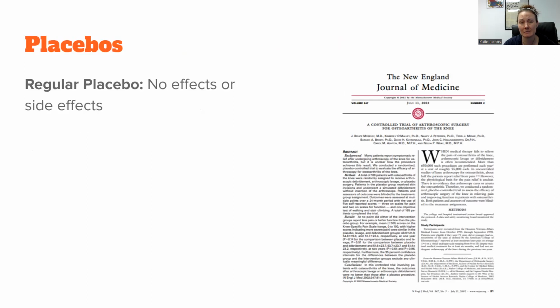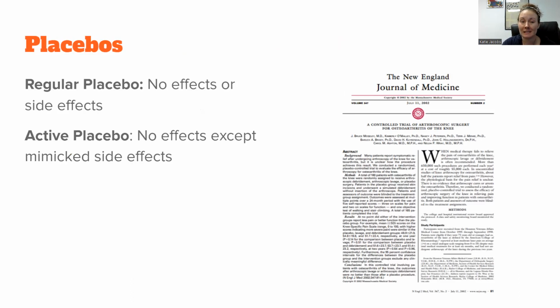So there's a whole bunch of different types of placebos that people can have. There's a regular placebo, and the regular placebo has no effects or side effects associated with it. So often if we have a pharmaceutical that we're running through a clinical trial, we'll have a regular placebo sometimes where it's just a sugar pill and there's no side effects, nothing. They're just taking a pill and they don't know if they're getting the pill or not.